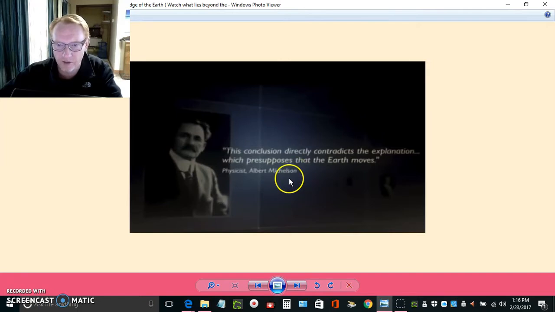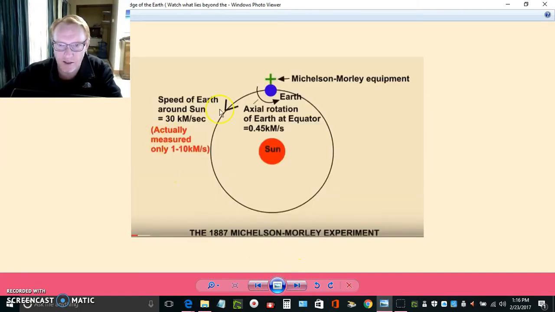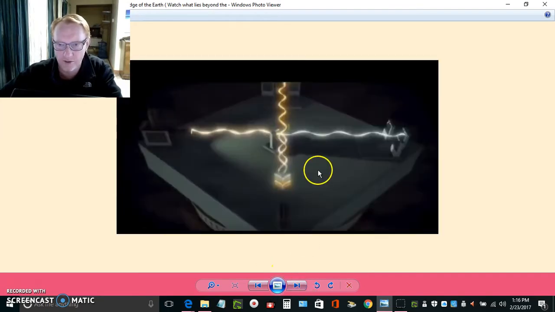Physicist Albert Michelson. Michelson-Morley experiment. They got this null result, is what they call it, every time, which proves that nothing's moving through the ether. What they did here is they took a ray of light and split it with the splitter and sent it out. These are the same distance.